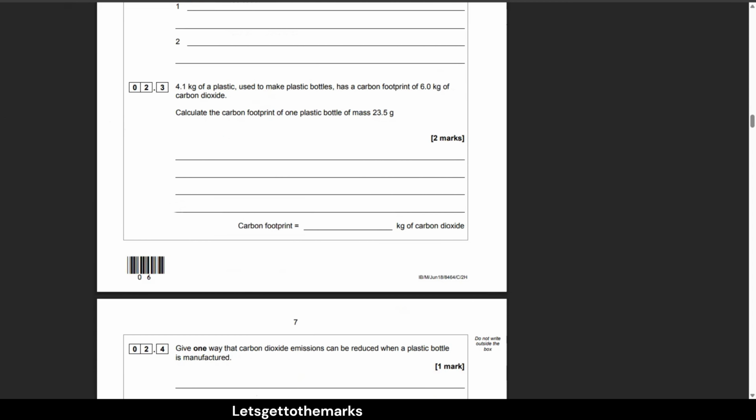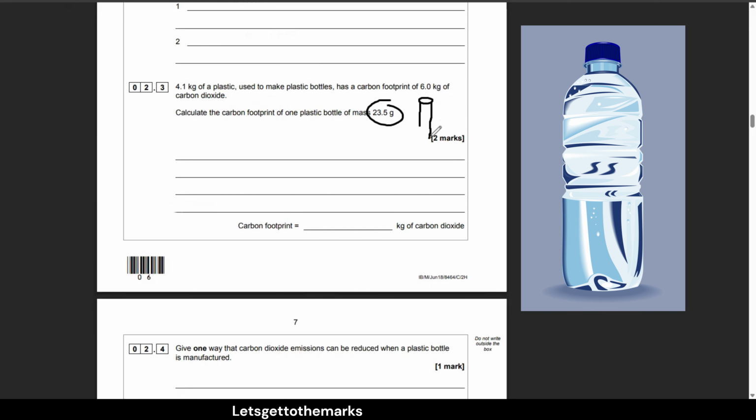So here we go. 4.1 kilograms of plastic used to make plastic bottles. Right, I've got two numbers here. They're telling me how much does my plastic bottle, that is the worst. Oh my gosh, I got a D in GCSE art. Let's not draw a bottle. Calculate the carbon footprint of one plastic bottle. Right. What I was trying to say is the masses are different. Why don't you pause the video, have a go?